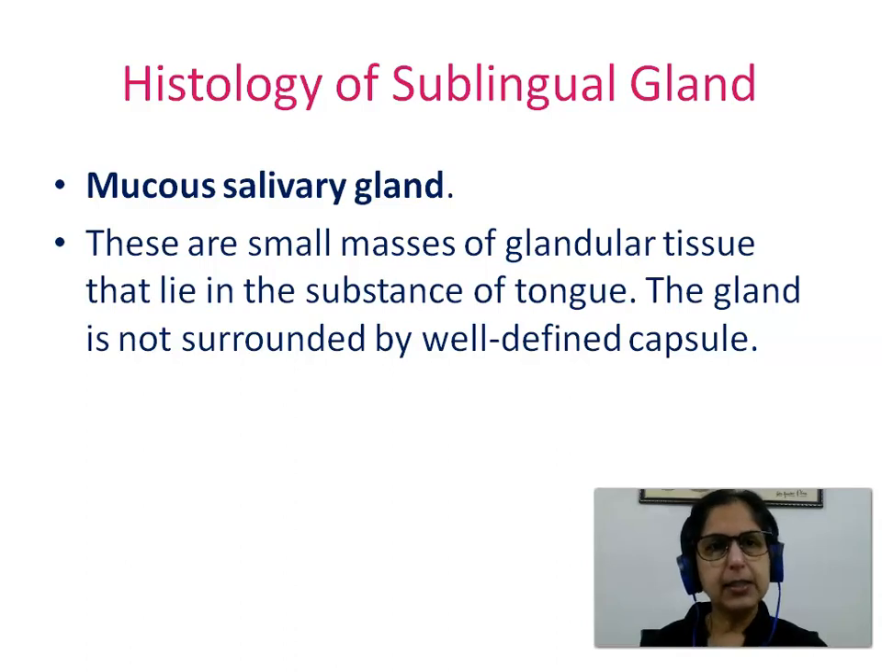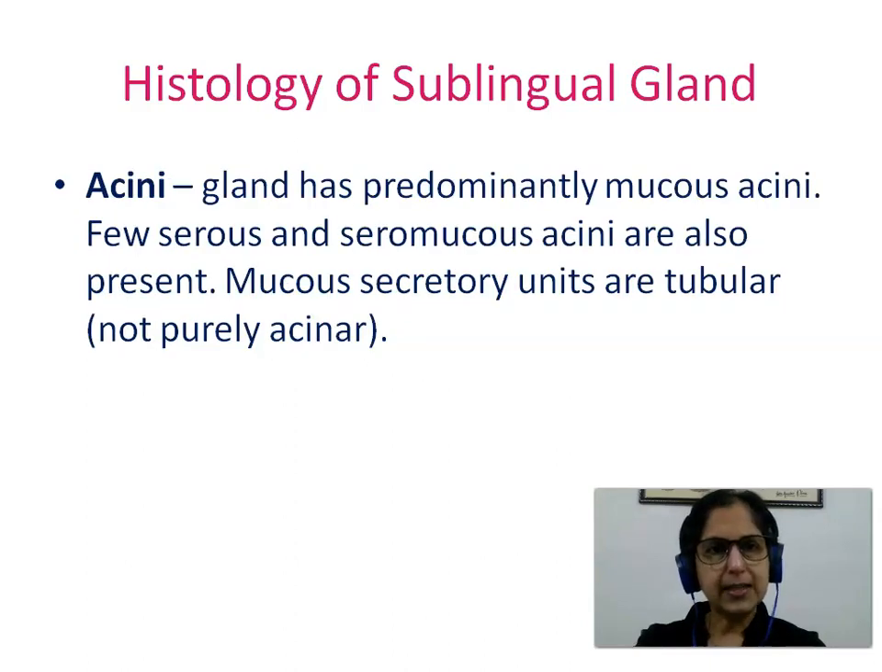These are small masses of glandular tissue that lie in the substance of the tongue. The gland is not surrounded by a well-defined capsule. Acini. The gland has predominantly mucous acini. Few serous and seromucous acini are also present. Mucous secretory units are tubular. They are not purely acinar type.